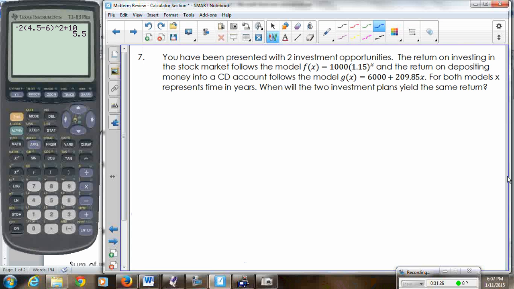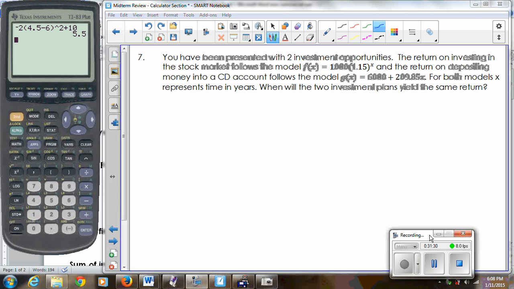All right. And number 7, it says you've been presented with 2 investment opportunities. The return on investing in the stock market follows the model of f of x, and the return on depositing the money into a CD account follows the model g of x. For both models, x represents the time in years. It says, when will the 2 plans yield the same return?